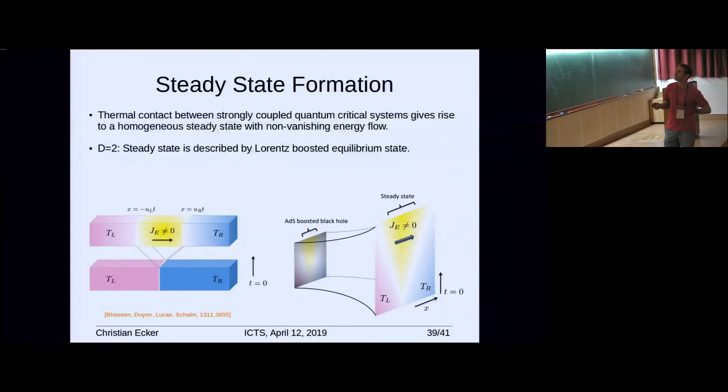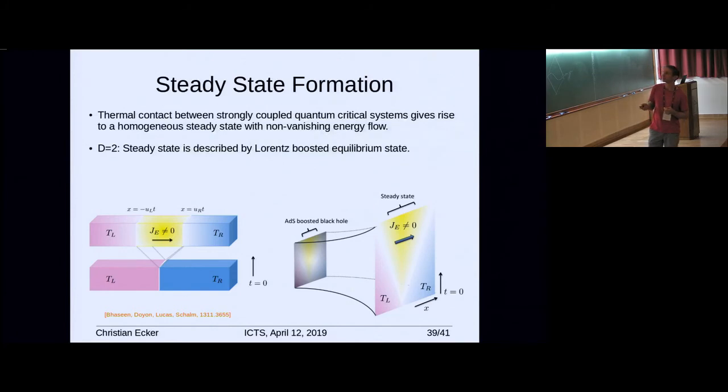If you bring two strongly coupled quantum critical systems into thermal contact, where one side is at one temperature and the other at another temperature, this gives rise to a homogeneous steady state with a non-vanishing energy flow. This has first been studied in 2 dimensions, and there it was found that the steady state in holography can be described by a Lorentz-boosted equilibrium state.